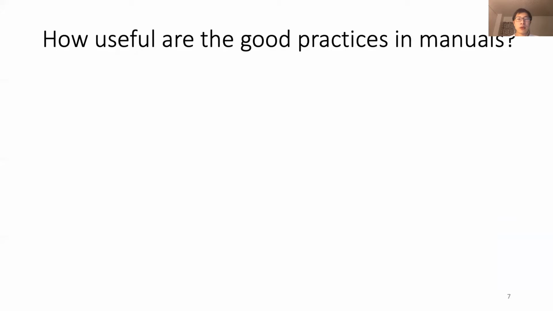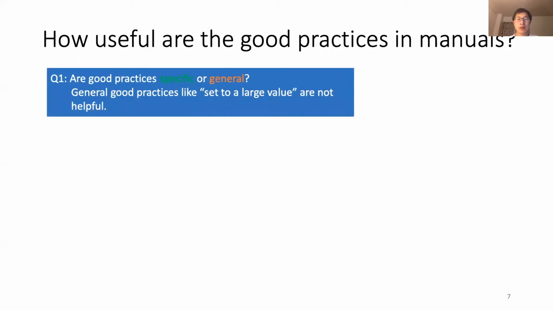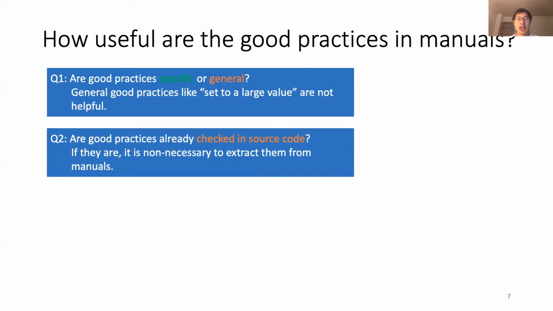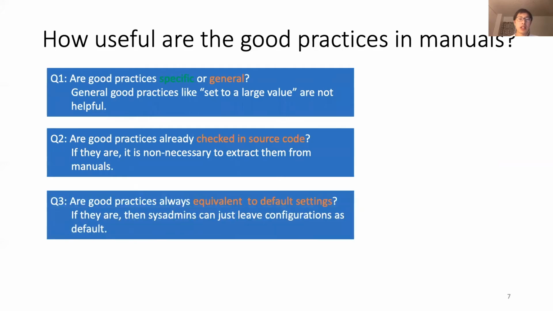To further validate whether it is worthwhile to extract the good practices in manuals to build checkers, we further study three questions. First, are those good practices specific or general? If good practices are general, like set it to a large value, they are not helpful for checking. Second, are good practices already checked in source code? If they have been checked in the source code, that means the software itself will probably give warnings when sysadmins' configuration violates these good practices. It is then not necessary to extract the good practices from manuals to build another checker. Third, are good practices always equivalent to the default setting? If they are, then sysadmins can just leave configurations as default in order to follow all the good practices.